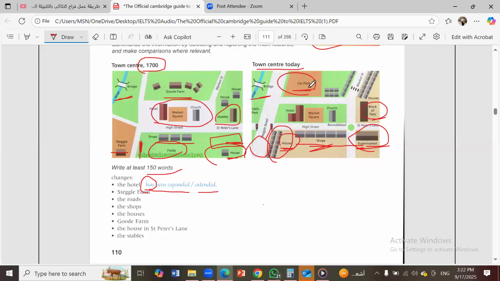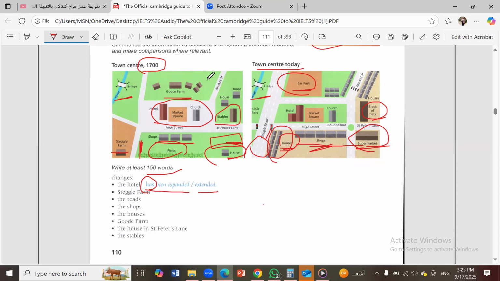And let's go to the northern part. The shops now stretch further across the high street. Are what? The shops. Yes. Now stretch further across the high street. Yes, you could say that. Great.